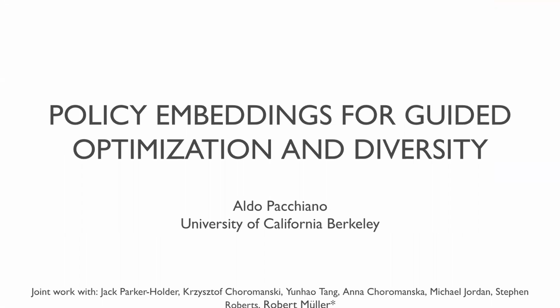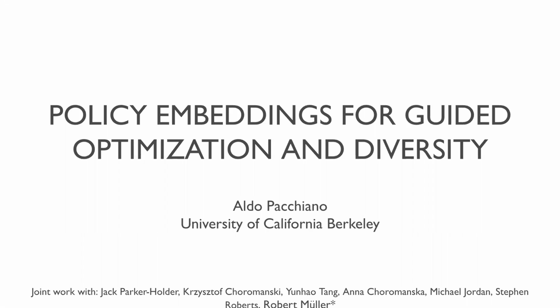Let me start. Today I'll talk about some recent work with some collaborators. There are 3 papers, or 2 papers and 1 small workshop paper, woven into the talk. What I'm trying to do here is to explore how to use policy representations to guide learning in reinforcement learning. This is work with great collaborators, including Jack, Christoph, Junghao, Anna, Mike, Steven, and Robert Miller.